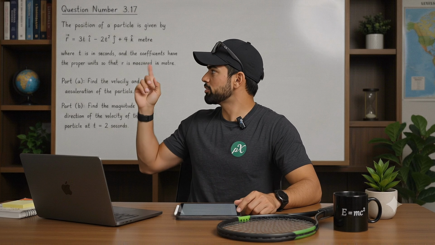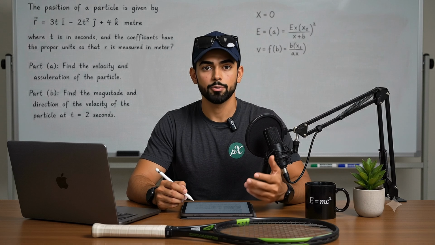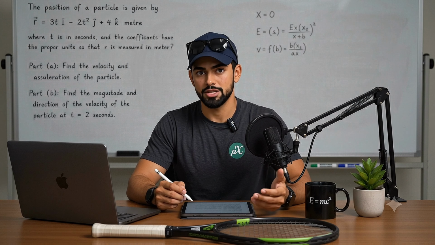In this video, we'll solve NCERT Class 11 Physics, question 3.17 from the chapter Motion in a Plane. Let's first read the question carefully. Question number 3.17. Position of a particle is given by r equals 3t i minus 2t squared j plus 4k meter, and the coefficients have the proper units so that r is measured in meters.